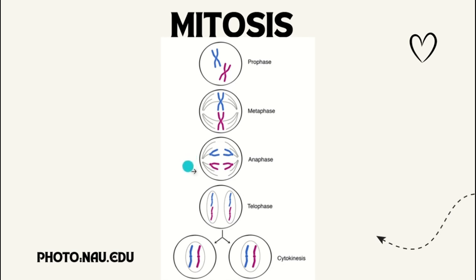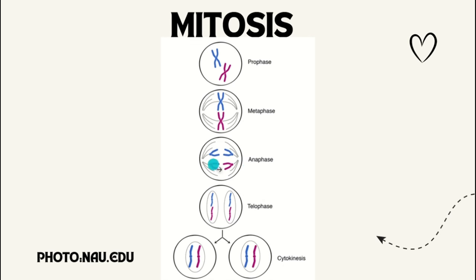As we move down to anaphase, what's happening here is that, and by the way, just a way to remember: prophase, pro means before. So before, as you can see, the chromosomes have become condensed. And then metaphase is from middle, they line up in the middle.